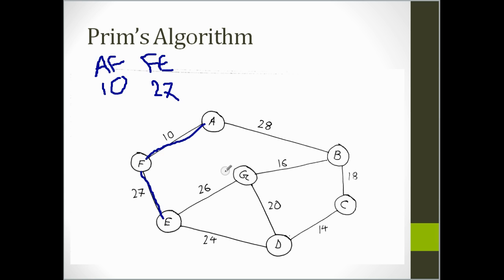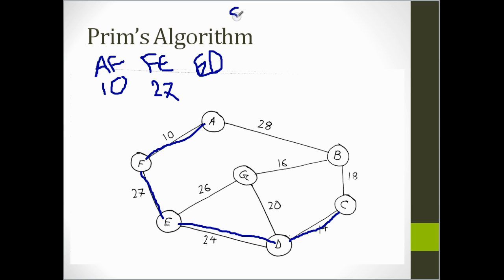Then we have 28, 26, 24. Obviously this will be the choice. ED, 24. And then you have 28, 26, 20, 14. We will choose 14. Keep track of the vertices.